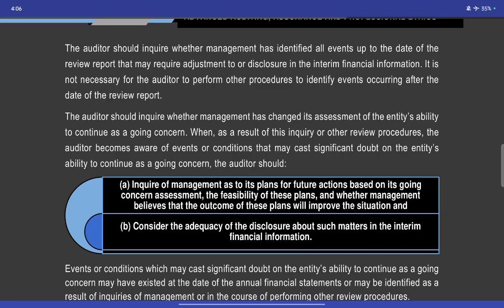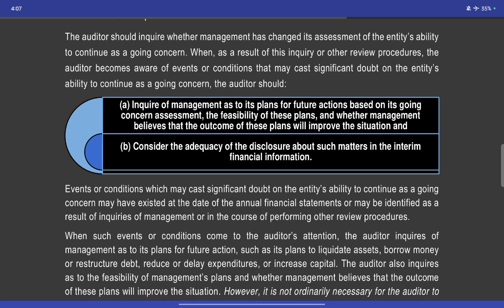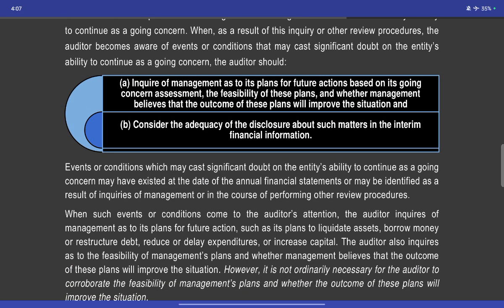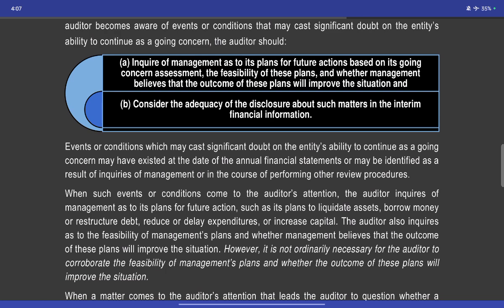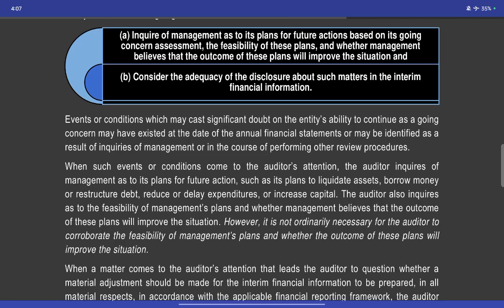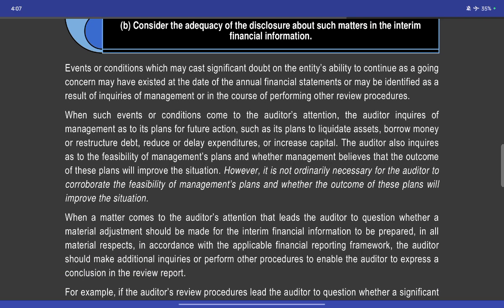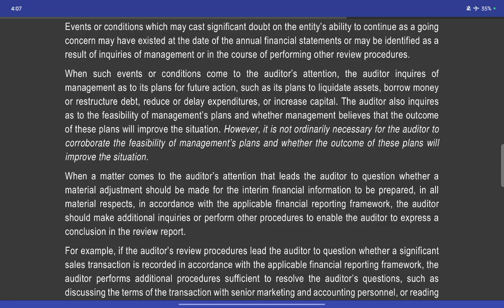As a result of the inquiry, the auditor may become aware of events and conditions that may cause significant doubt on the entity's ability to continue as a going concern. The auditor should inquire about management's plans for future actions and the feasibility of those plans, whether management believes the outcome of the plans will improve the situation, and consider the adequacy of the disclosure in the interim financial information. Such events and conditions may exist in prior financial information or may be identified as a result of inquiries of management or in the course of performing review procedures.